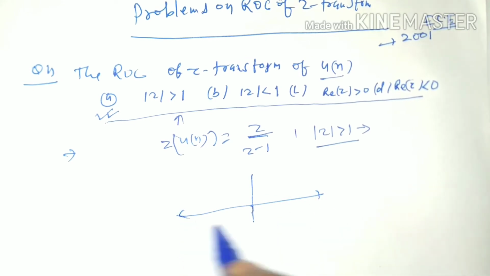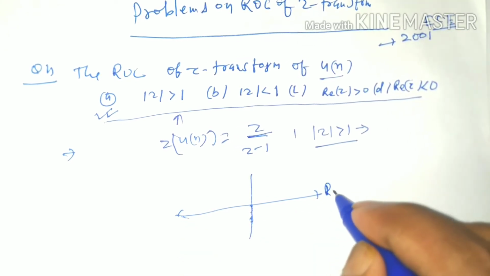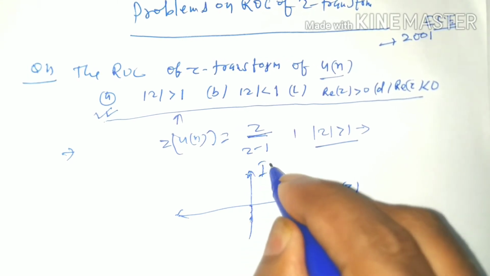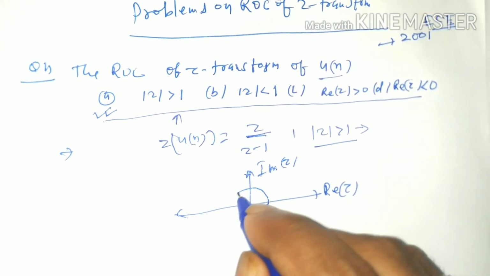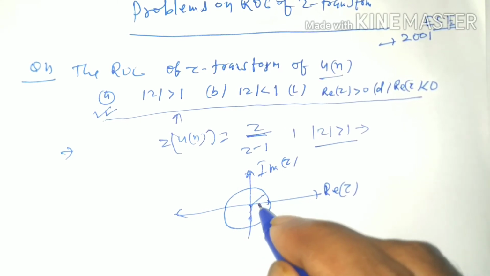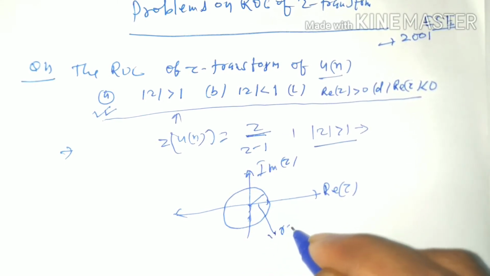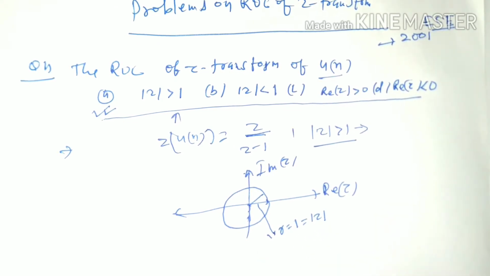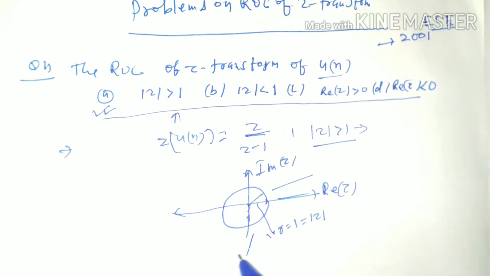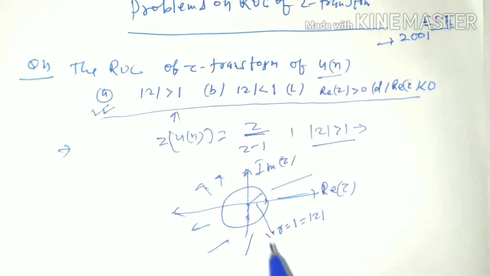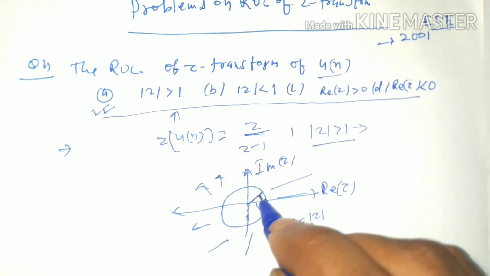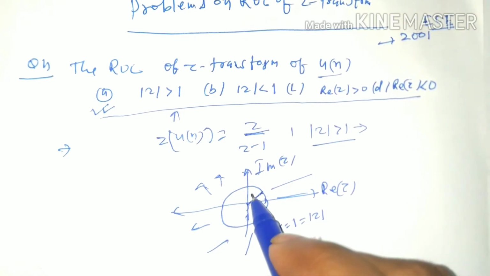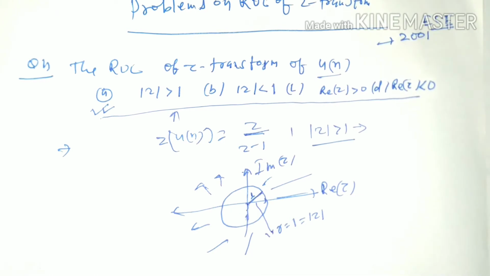We can also explain it graphically. This is the real part of Z and this is the imaginary part of Z, and this is a circle of radius 1. This one is the modulus of Z. So its ROC will be the outer part of that circle, that is, the modulus of Z should be greater than 1. This radius is 1. So its ROC will be modulus of Z greater than 1.